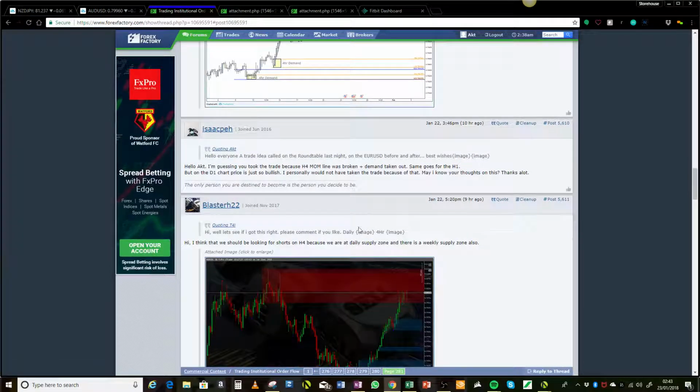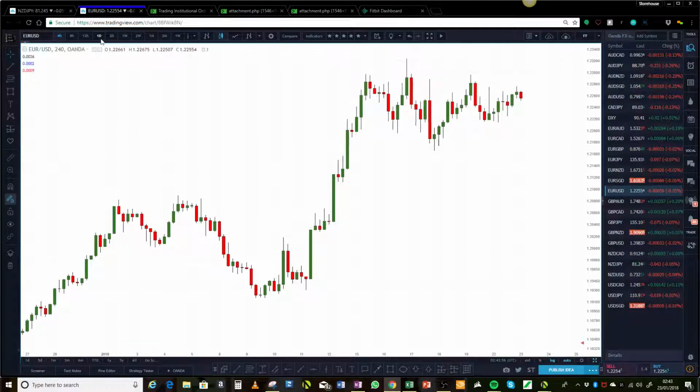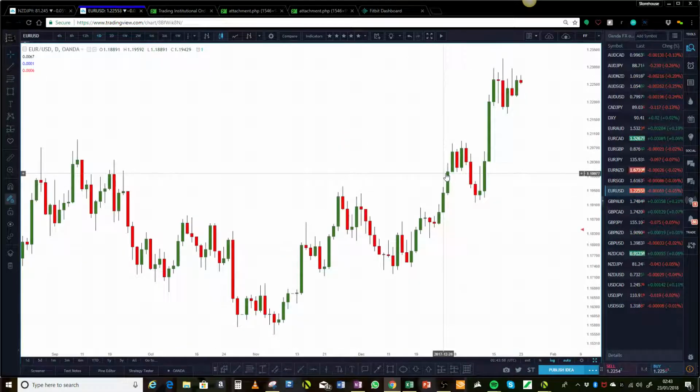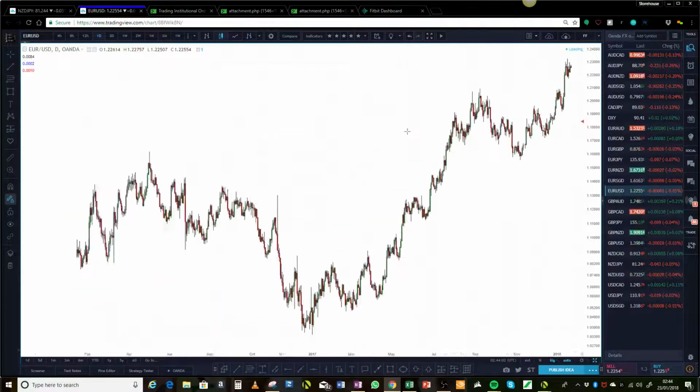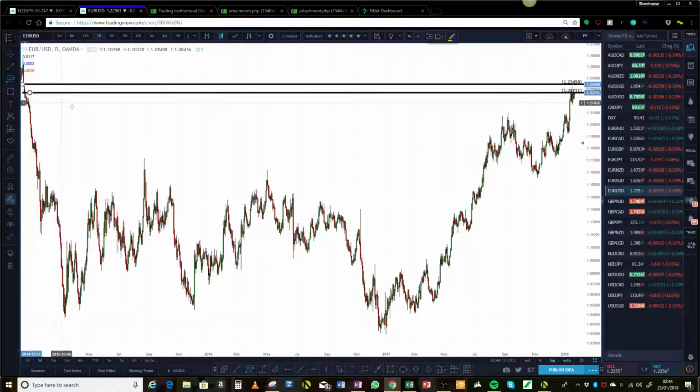Isaac Pay, you were looking at the Euro USD trade that we took. Something that you pointed out is that on the daily chart of the Euro US dollar, prices are so bullish, and that would have put you off taking the trade. Yes, prices are bullish on the daily, but what we were looking at was a little level in here. It's really hard to see, but there's a little level of demand in there.